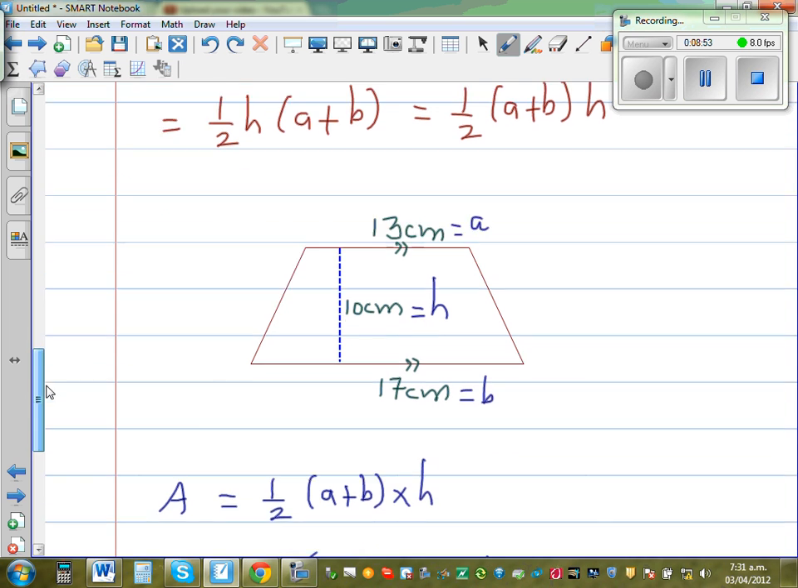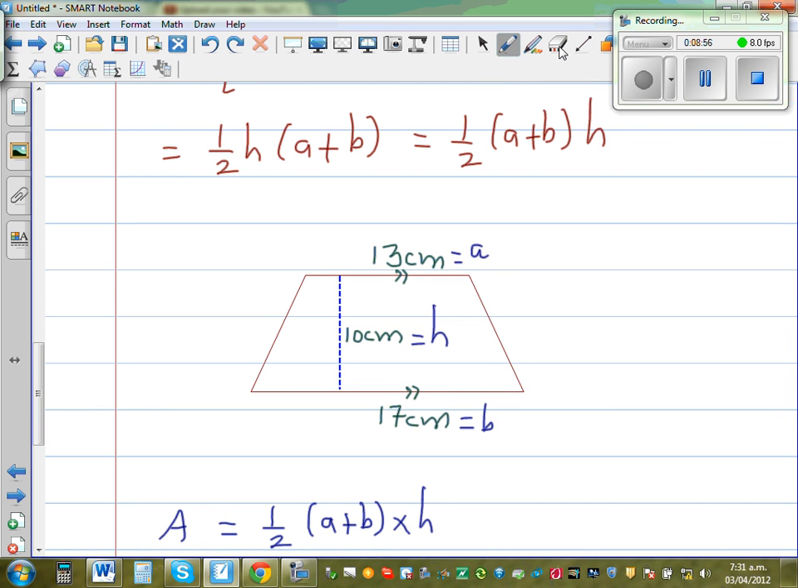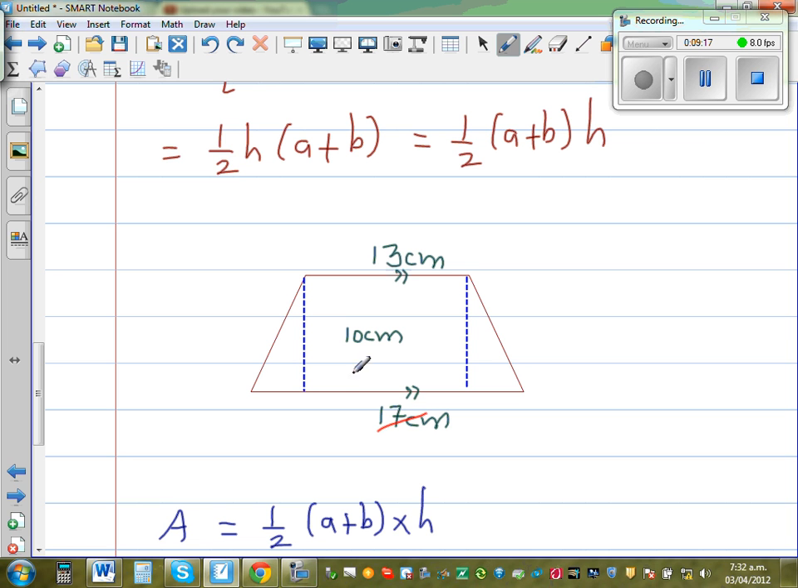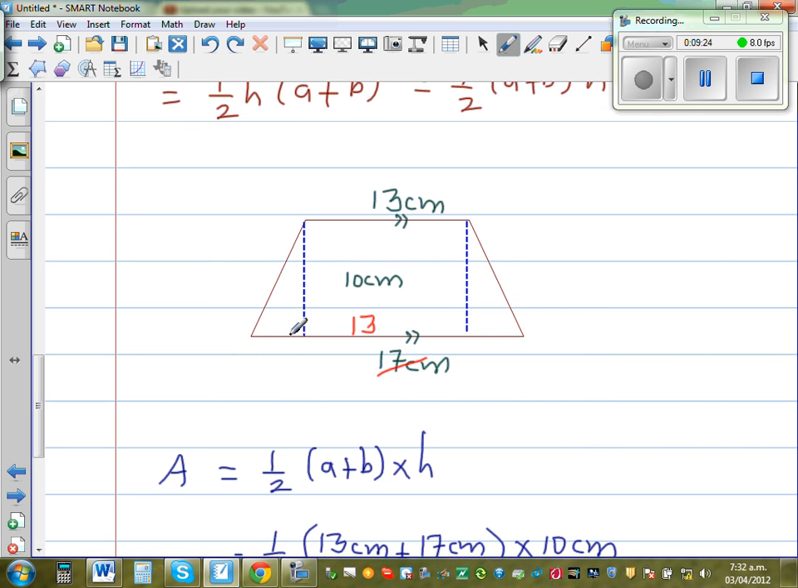So let us do it without the formula. Suppose you don't know this formula, how would you do it? So let us say we don't know this. Okay. So I'm going to divide this. So this is one triangle and this is the other triangle. Okay. So now if this is 13, I can say this is also 13. Okay, and suppose, let us say we know the length of this side.